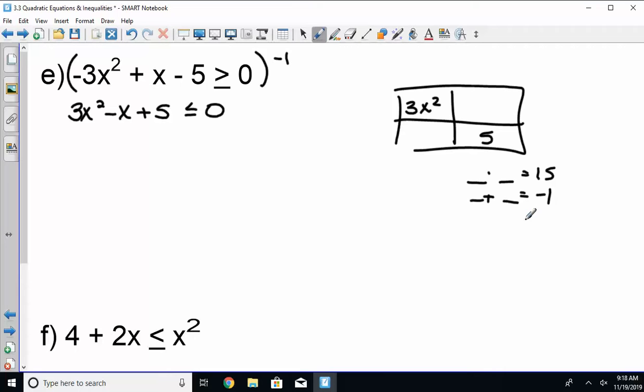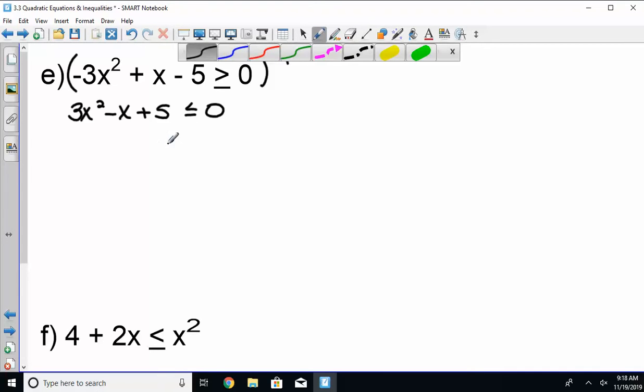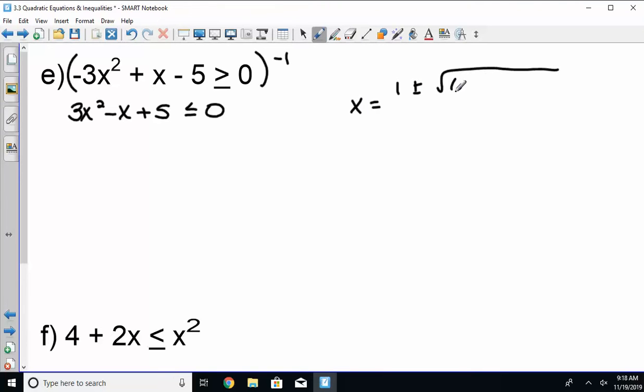Okay, so what else can I do? Okay, can we do the quadratic formula? Yeah. Figure out when it's equal to 0? Let's try that. So this is the formula I asked you to memorize. x equals opposite of b, so positive 1, plus or minus the square root of b squared minus 4 times a times c, all over 2a. Good. Good job.